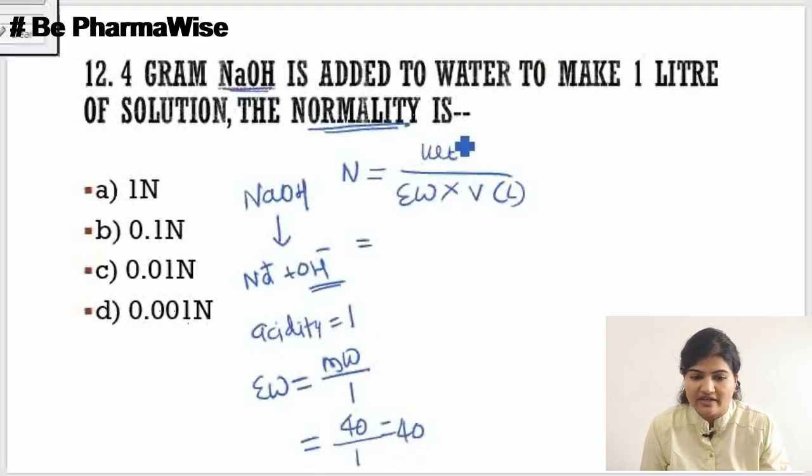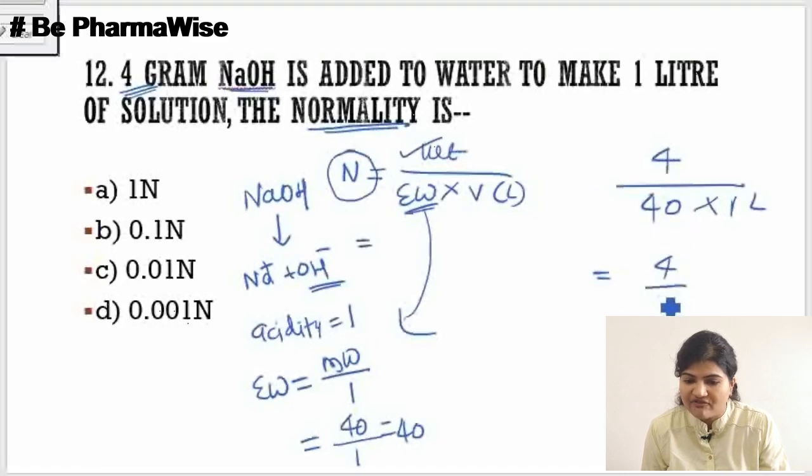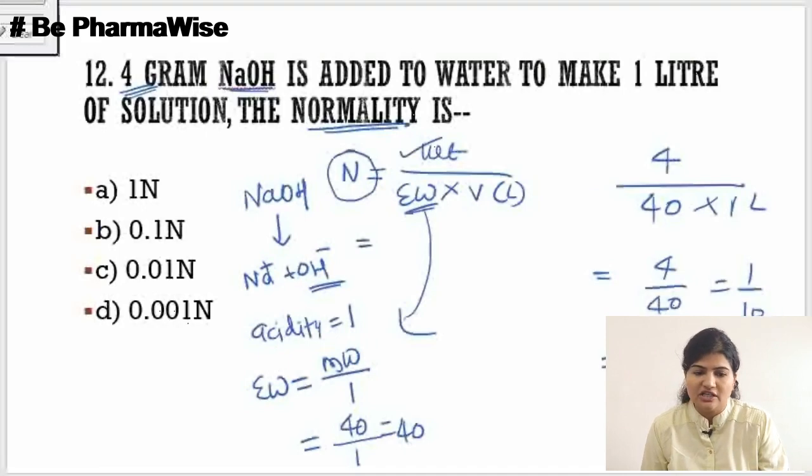Now you have to find the normality this time. They have given you the weight of substance. See, 4 grams NaOH are added in water to make 1 liter of solution. So volume also they have given, 1 liter, and then equivalent weight you just found. So it is 40. So you have to calculate 4 by 40, means 1 by 10. It comes to 0.1 normal. So your answer will be, when 4 gram NaOH is added to water to make 1 liter solution, normality will be 0.1 normal. So your option will be B.